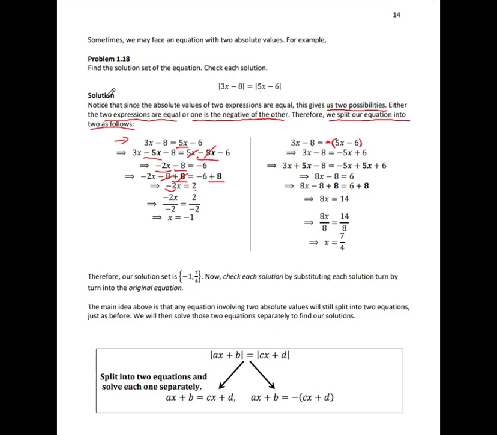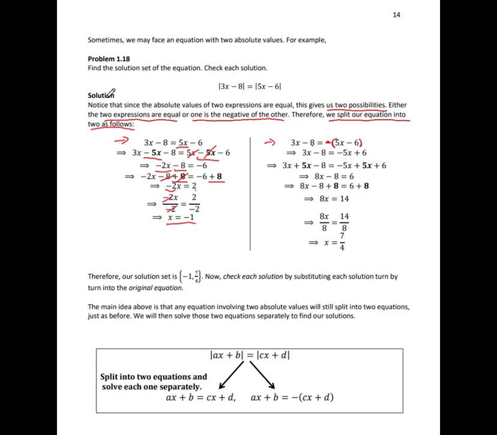Then we want to get rid of the negative 2 in front of x. So we're dividing both sides by negative 2. The negative 2 and negative 2 will cancel on the left, giving us x, and the right hand side becomes 2 divided by negative 2, which is negative 1. So the first solution is negative 1. And now let's take a look at the other equation.